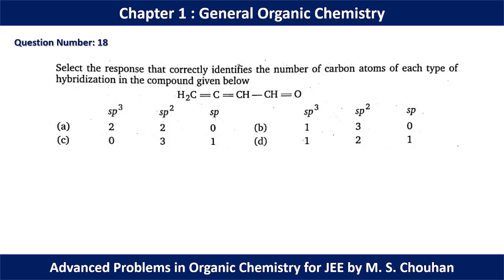In question number 18, select the hybridization. So this is an sp2 carbon, this is an sp carbon, this is again an sp2 carbon, this is again an sp2 carbon. So we have three sp2 carbons, one sp carbon, and we don't have any sp3 carbon in this case. So for question number 18, option C should be the correct option.